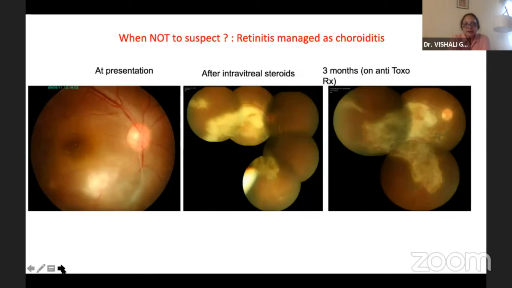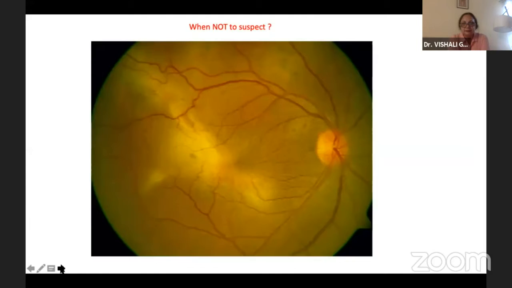Why is it important to know? Now look at this patient. The patient presented to the original ophthalmologist with this lesion. At this time, he was labeled as choroiditis, treated with steroids, and by the time he came to us, he had a diffuse lesion like this. We actually did a vitrectomy because it was so confusing at that particular time, and it was toxoplasmosis. If this had been recognized as toxoplasmosis, it's just a clinical diagnosis, you would have saved the vision in this particular eye with very simple, straightforward treatment.